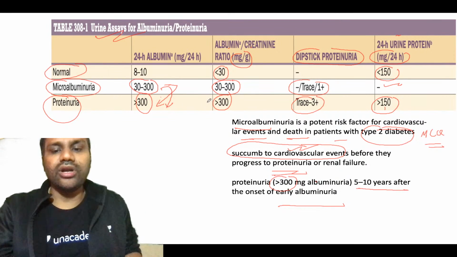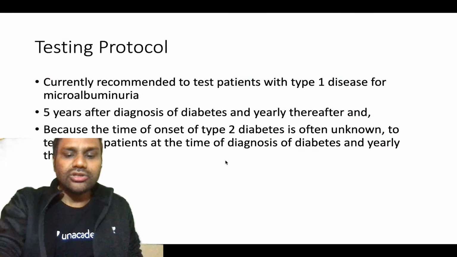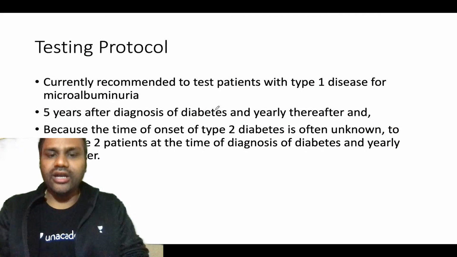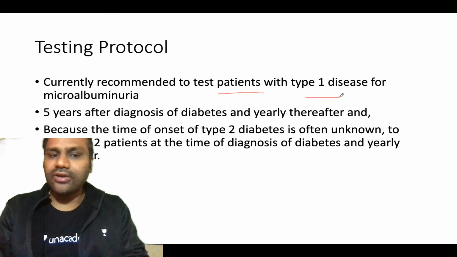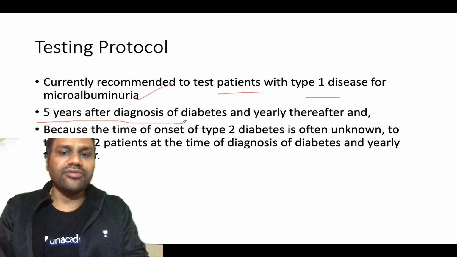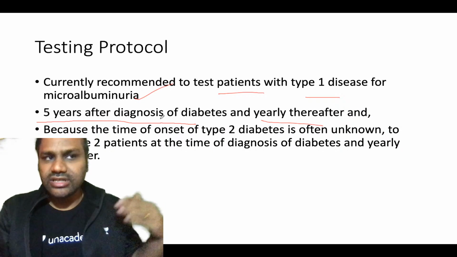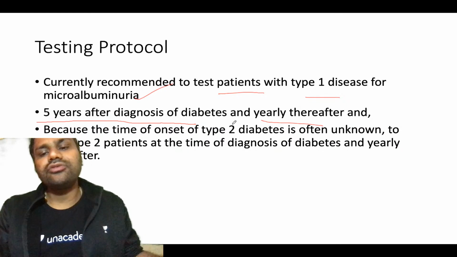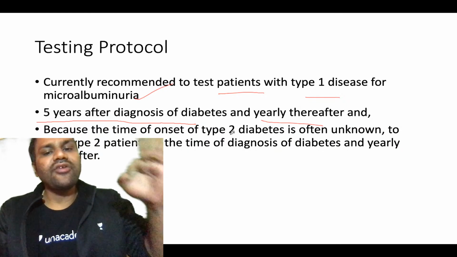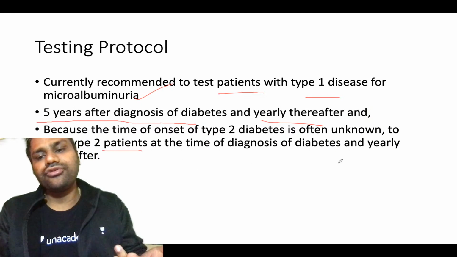So that is again an important MCQ you can see in your exams. Now the testing protocol. Currently recommended testing protocol for type 1 diabetes mellitus for microalbuminuria is 5 years after diagnosis of diabetes and then yearly afterward. And because the time of onset in type 2 is unknown, you just do microalbuminuria testing whenever you are checking a type 2 diabetes mellitus patient, and after that you do it yearly.